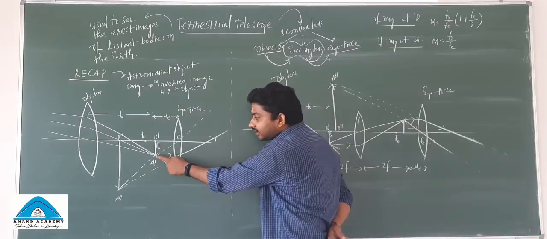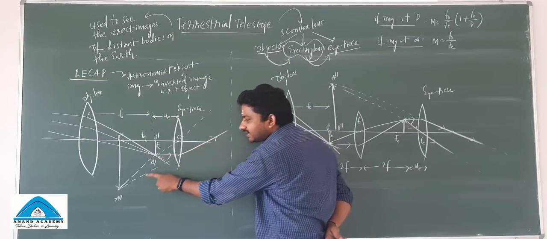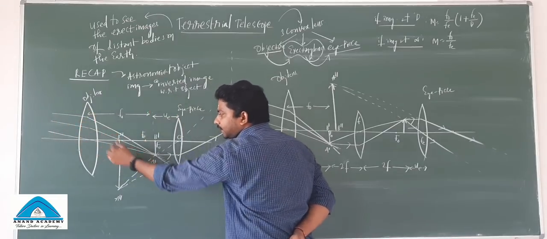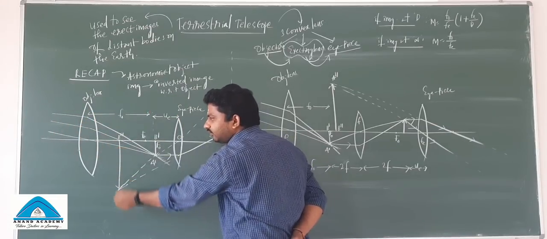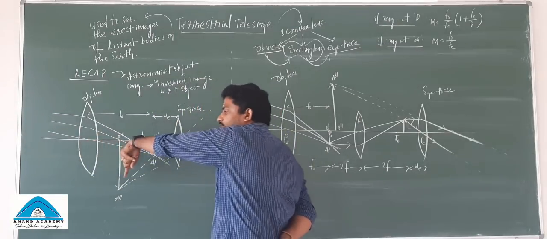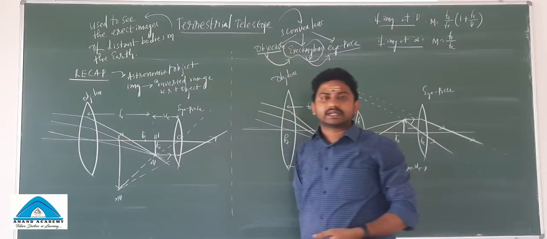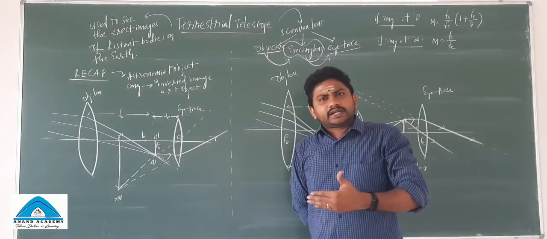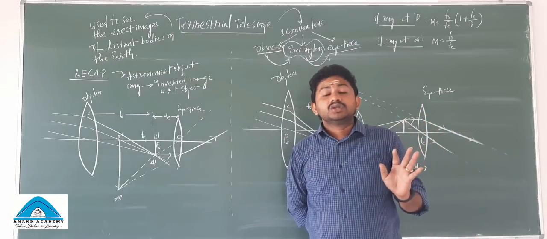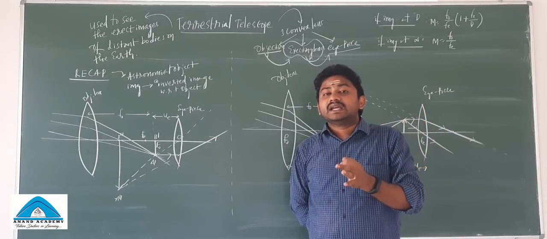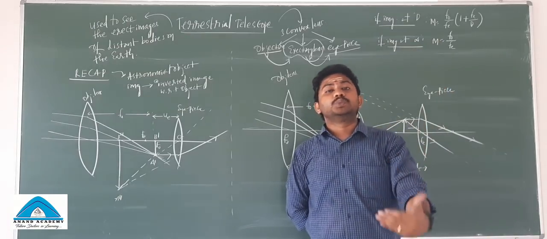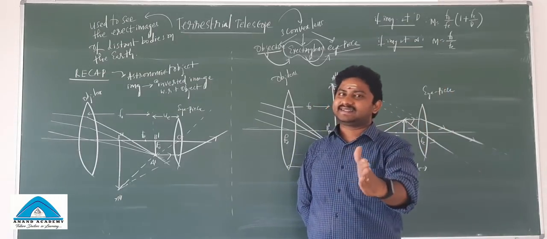This image will behave as an object for this eyepiece. And see here, the image formed by this is here. So the object is somewhere here, and with respect to the object, the image is inverted here, right? So the object we have considered like this, and the image is formed in this way, that means it is inverted. As it is a celestial body, there won't be any problem, right? But we need the distant objects on the Earth's surface to be erect and as they are.